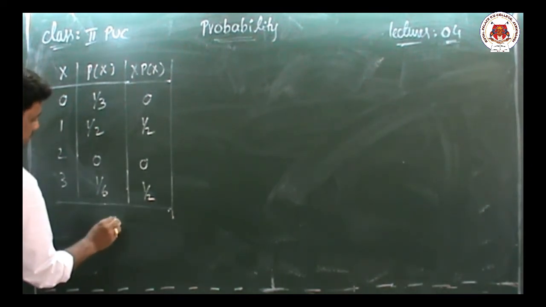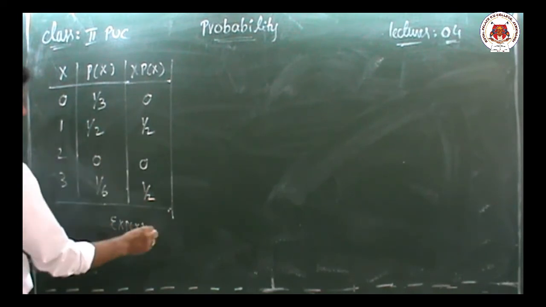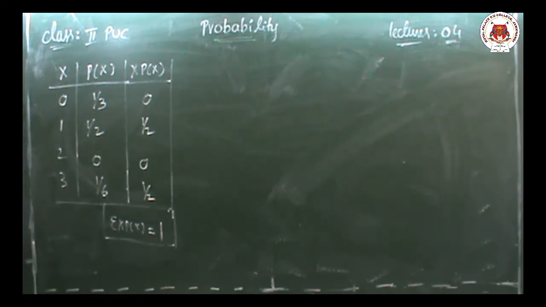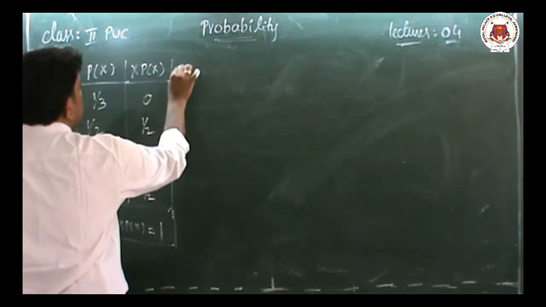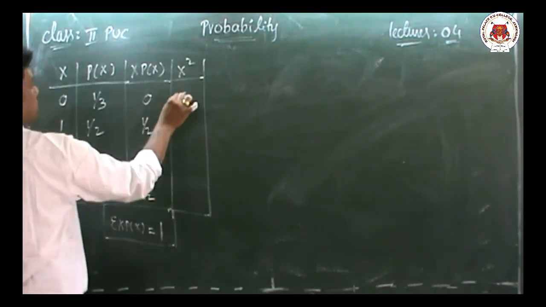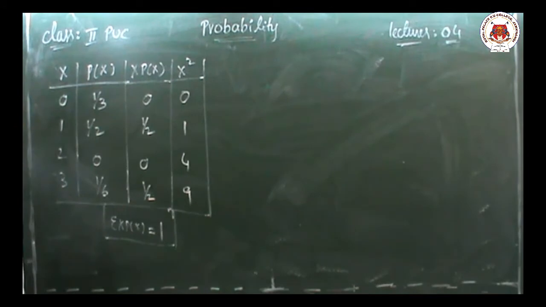So we do the summation of x into p of x. So x into p of x, 1 by 2 plus 1 by 2, is nothing but 1. The value is 1. So the mean, got it. Now for the variance we have to find x square. X square means this one squared: 0 square is 0, 1 square is 1, 2 square is 4, 3 square is 9.